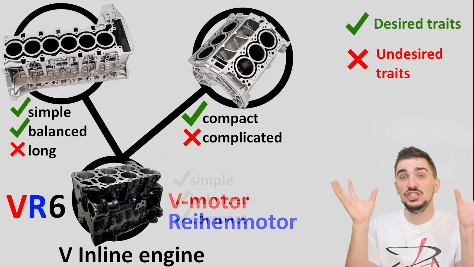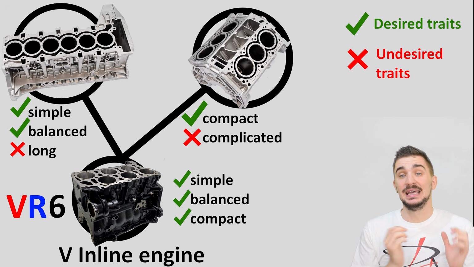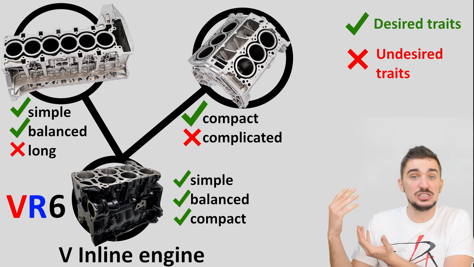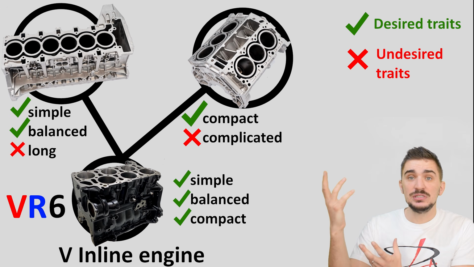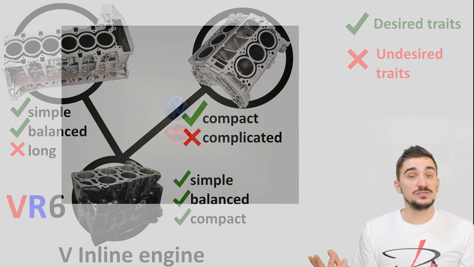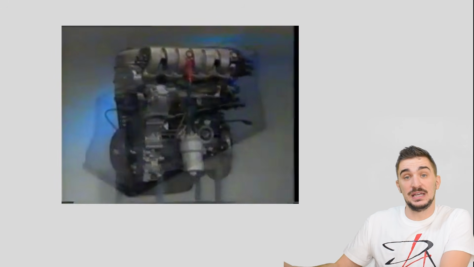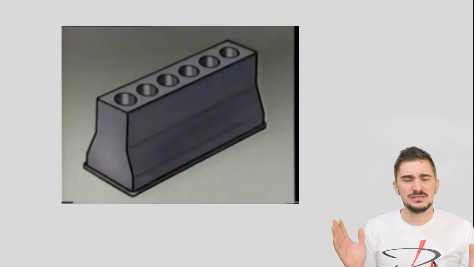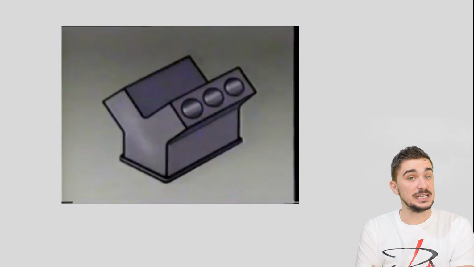It inherits the genes of both of its parents, and its goal is to be as inherently balanced as an inline 6 while not being as complicated as a V6. This was the guiding principle according to which Volkswagen designed the VR6 engine. They wanted something that had 6 cylinders that they could stuff into an engine bay of a compact car, but without the double cylinder heads, double cams, and double exhaust manifolds of a V6 engine.